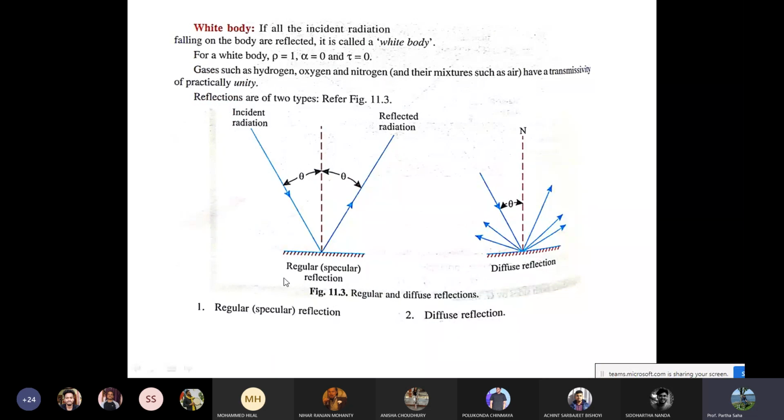Now let us look into the white body. What happens for a finite white body? It reflects it all; the light is going to be reflected back. So there will be no absorptivity or transmittivity. So rho is 1 and alpha and tau are 0.